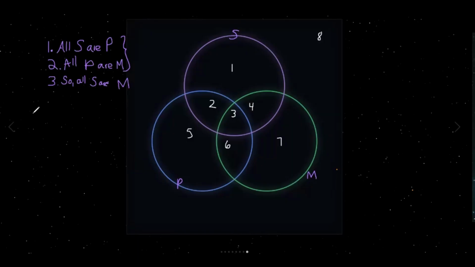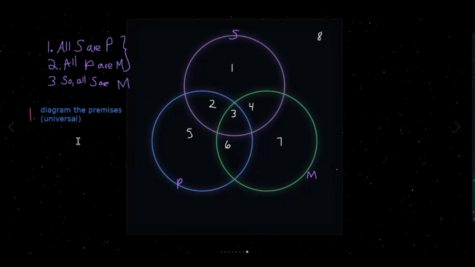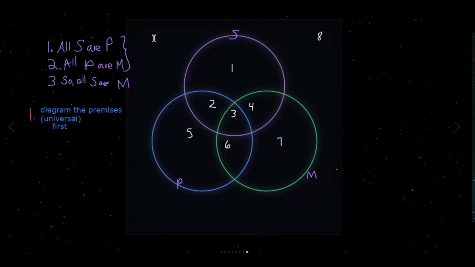Step 1 is to diagram the premises. Here, we only have universal premises, so this is already going to be the case, but if we had both universal and particular premises, then the universal premises would always need to be diagrammed first. So let's diagram our premises.